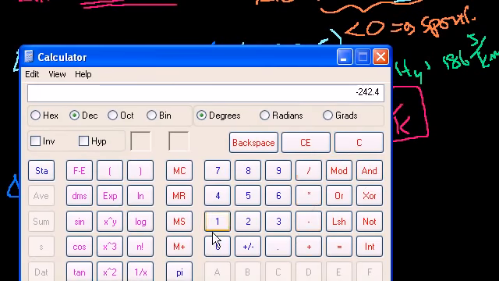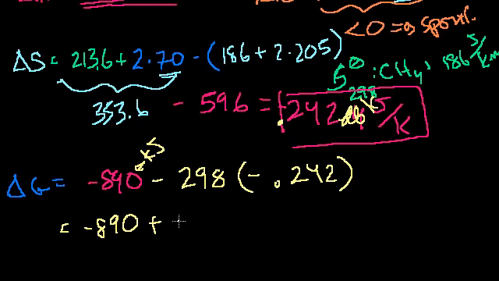So 0.242 times 298, that's our change in entropy times our temperature, is minus 72. So this term becomes, and then we put a minus there, so it's plus 72.2. So this is the entropy term at standard temperature. It turns into that. And this is our enthalpy term.